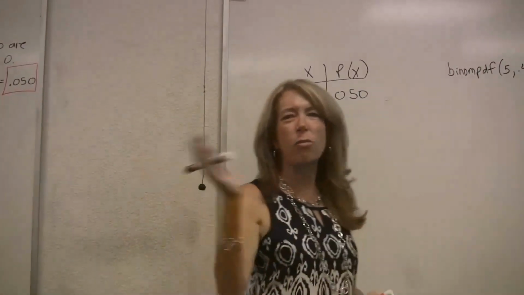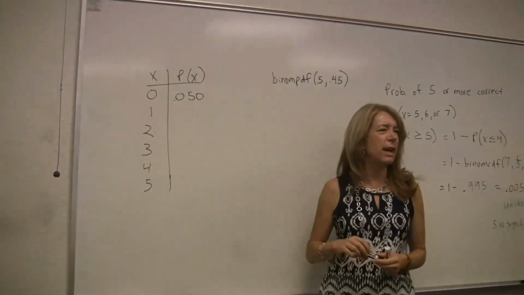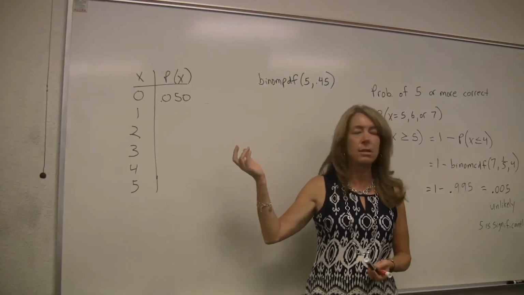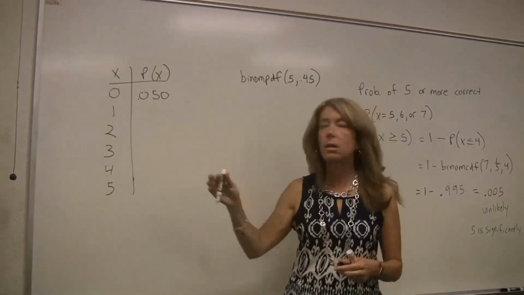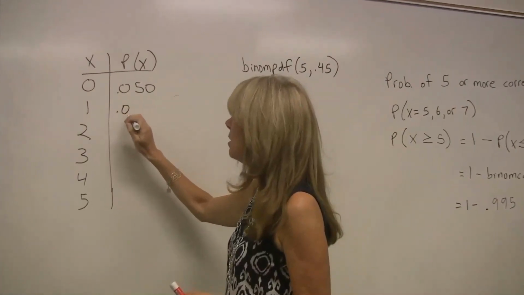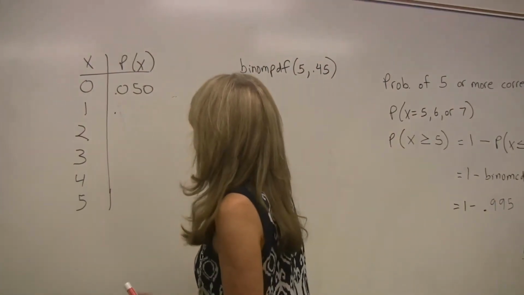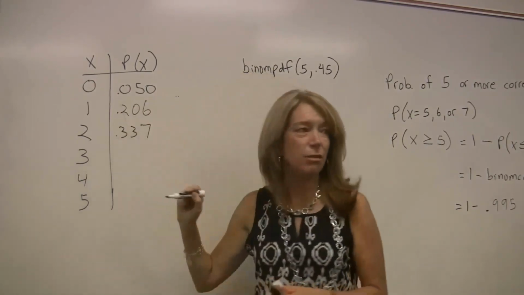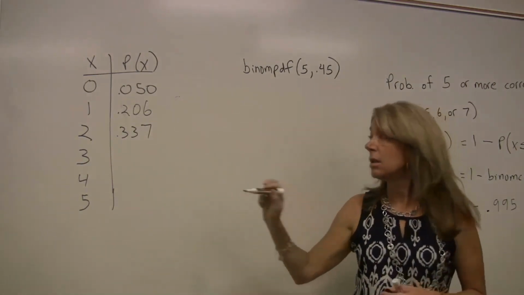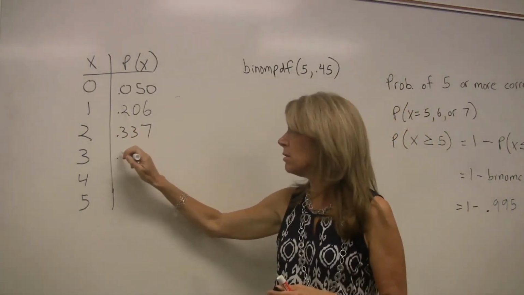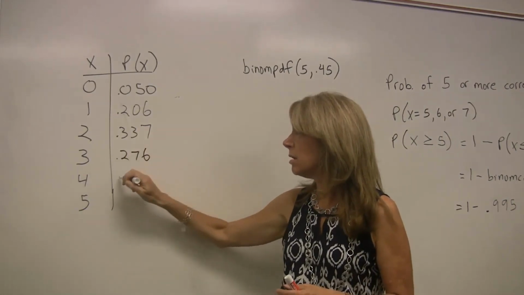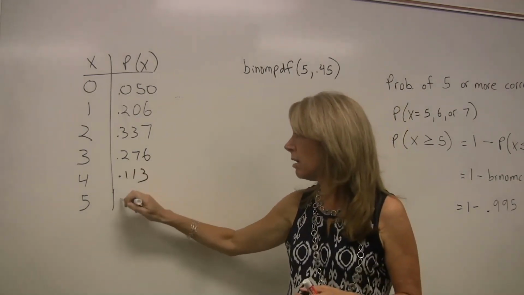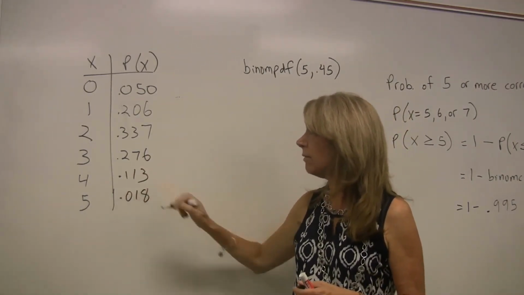So the very first number has a whole bunch of digits. What's it say? 0.05, what's it? 0.3284. Yeah, it just keeps going and going, but we're just going to round it to 3 decimal places. And what's the next one? 0.206, thank you. 0.206, what's the next one? 0.337, I'm assuming you guys are rounding. Yes. Next one? 0.276? 0.113. 0.018.